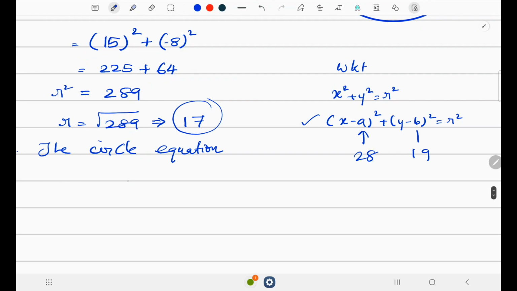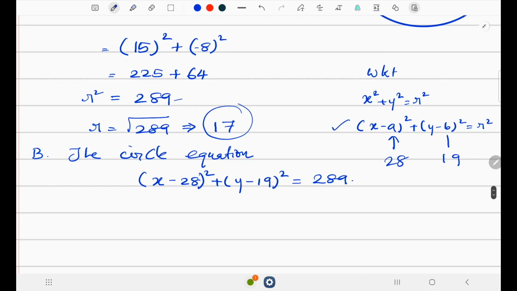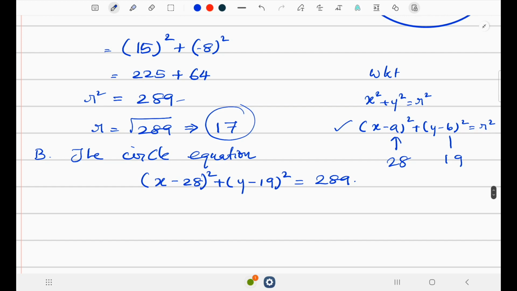Now the circle equation will be x minus 28 the whole square plus y minus 19 the whole square equals r square, which is 289. So we have found the circle equation as well. Clear?